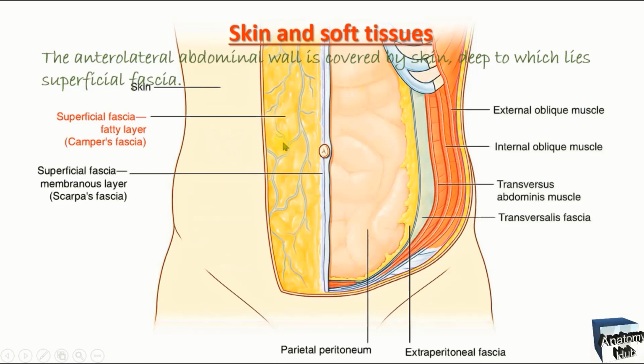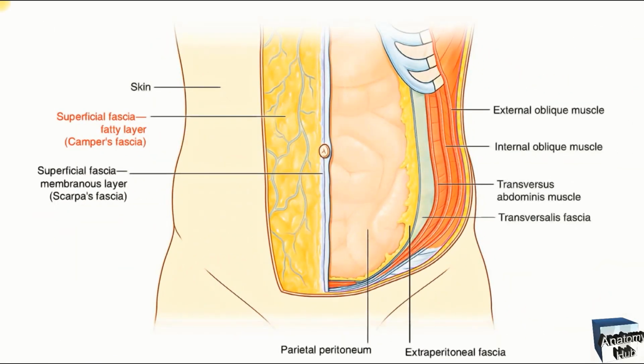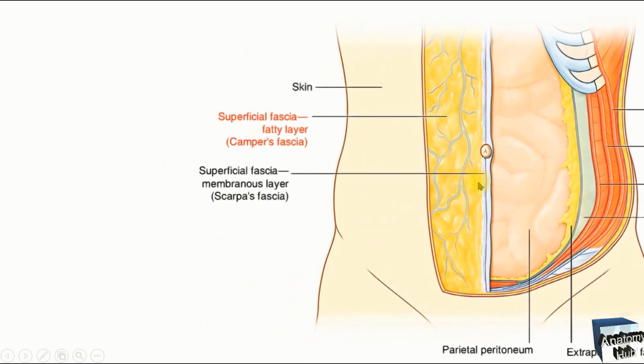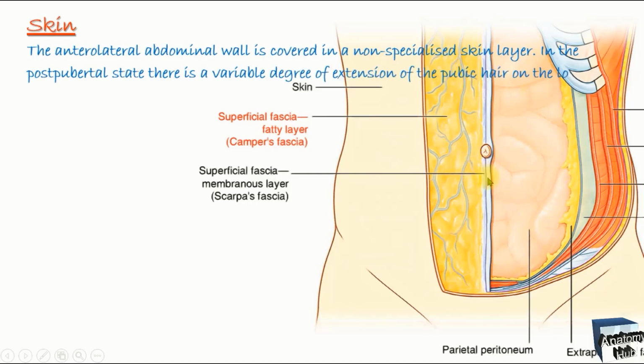That is the superficial fatty layer that you'll find here, otherwise known as Camper's fascia, and you'll find here the deep layer. The deep layer is your Scarpa's fascia. This is actually the membranous fascia. So superficially you'll find the fatty layer, that is Camper's fascia, and deep to that you'll find the membranous layer, that is Scarpa's fascia.